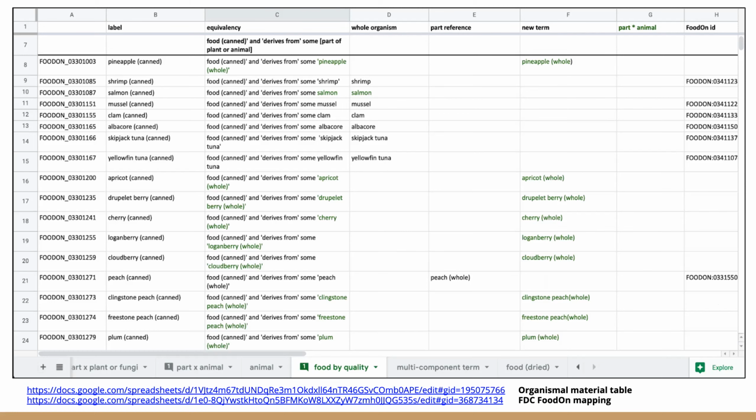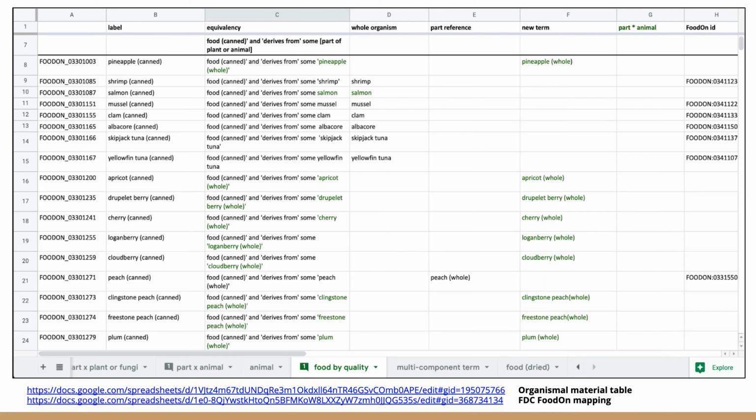This will enable the subclass of food canned, like vegetable canned, to accumulate all the subclasses like asparagus canned by inference. This will be applied to other food qualities too. For now, we have covered three major food qualities, which are canned, raw, and dried. So this part into a plant table is near to completion, and we'll be adding it to FoodOn soon. Then I'll start working actively on the part into animal side, which is a bit more challenging compared to plants, because in animals, one-to-one mapping is quite difficult comparatively.